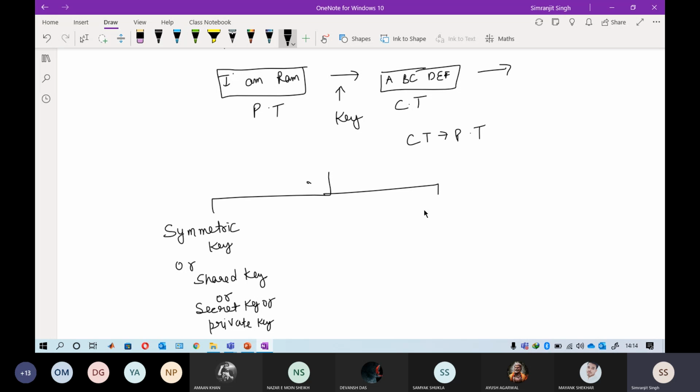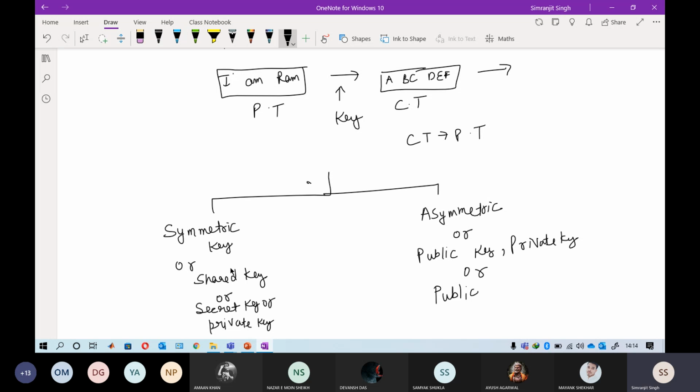Another type is asymmetric. Asymmetric is also referred to as public key, private key cryptography, or simply public key. So this is also another name of asymmetric cryptography. Just keep these names in mind because most of the time they change the names to confuse students.